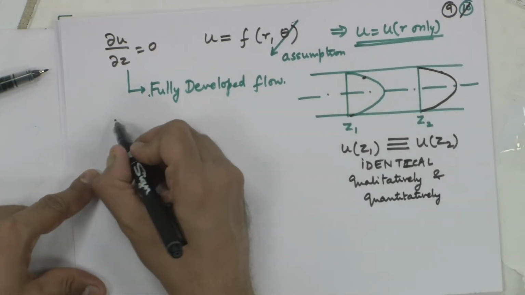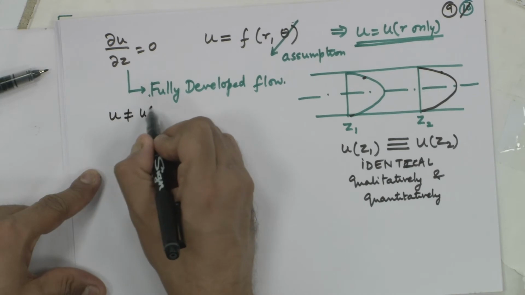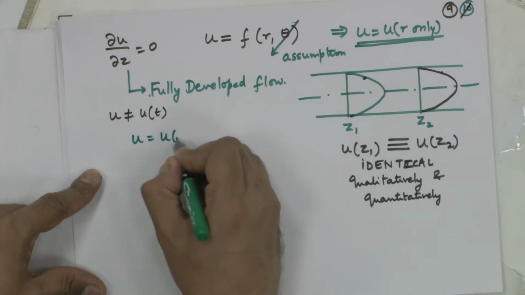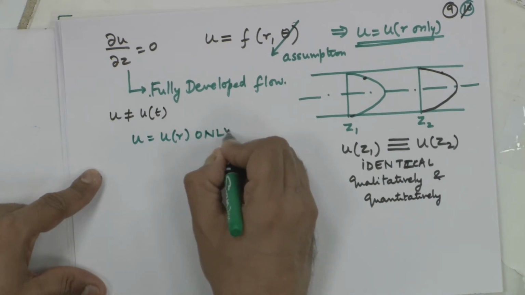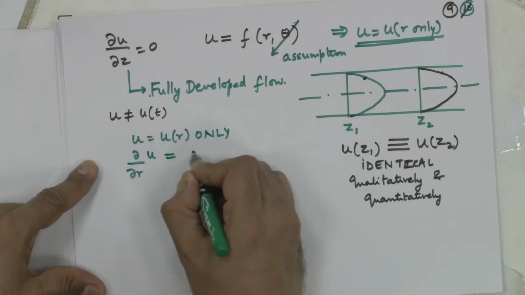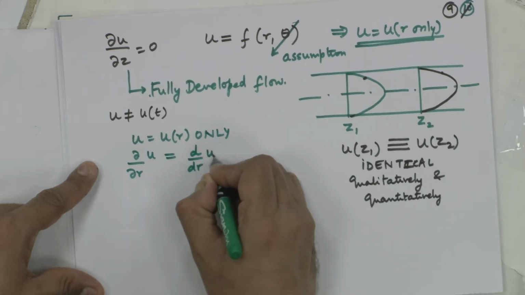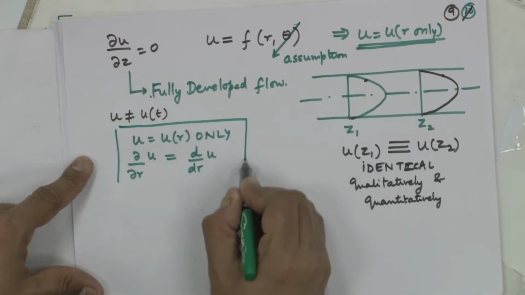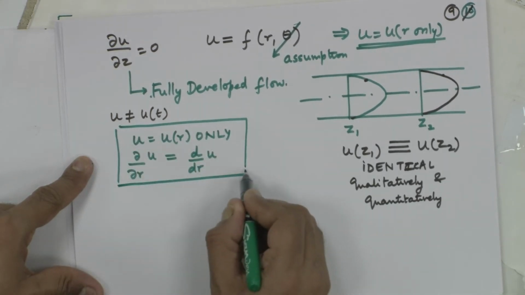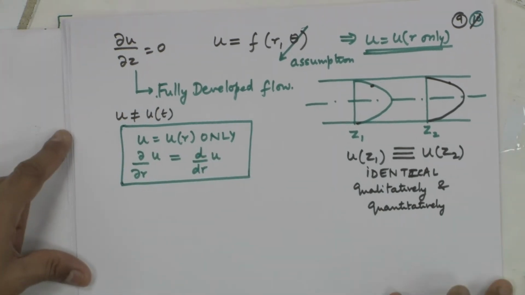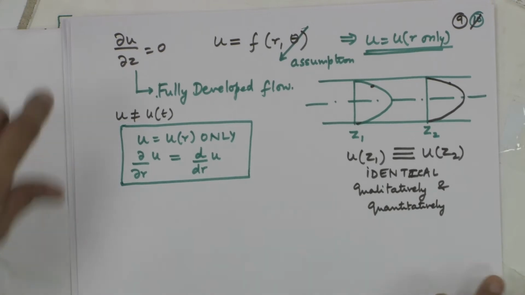We already said u is not a function of time, therefore we are left with u being a function of r only. That means d by dr of u is nothing but du by dr. What does this mean? Variation of the axial component of velocity in the radial direction is no longer a partial derivative, but a regular derivative.